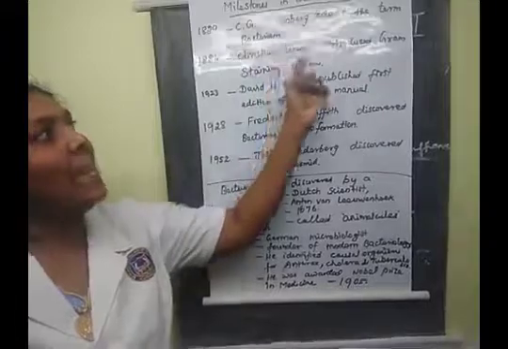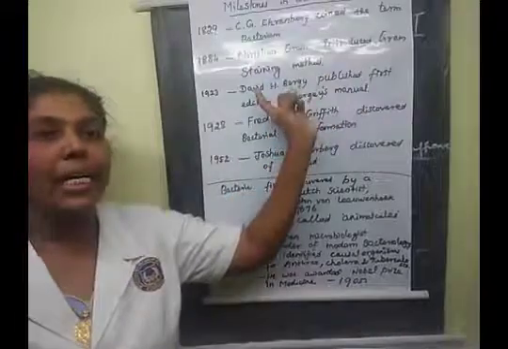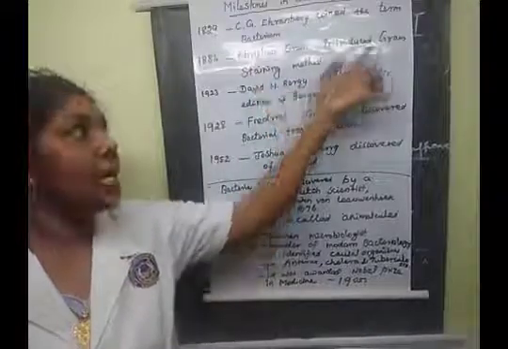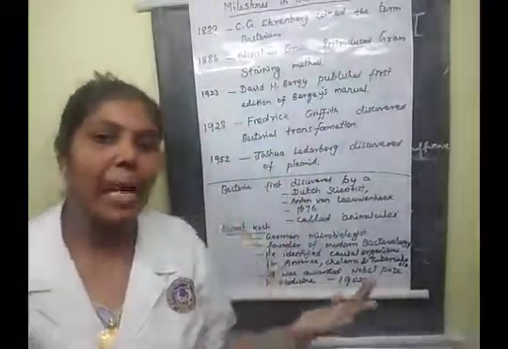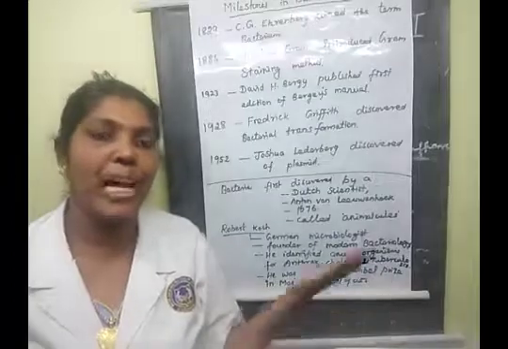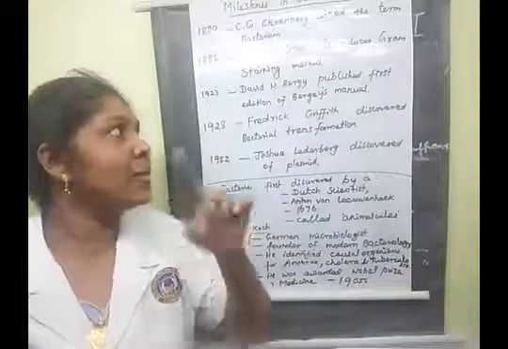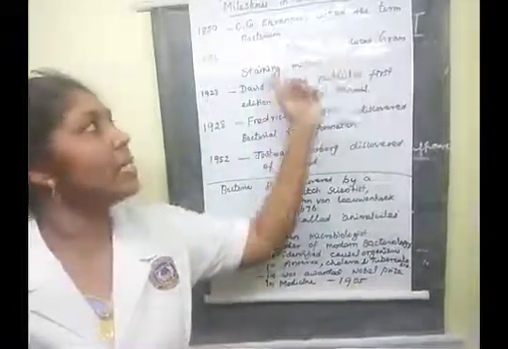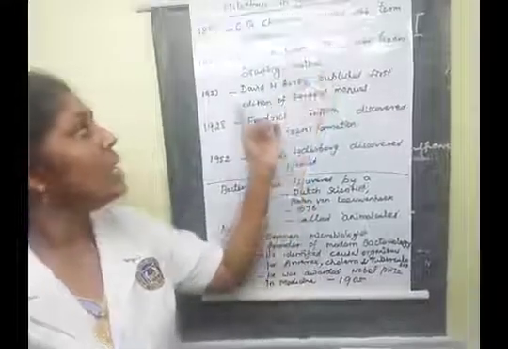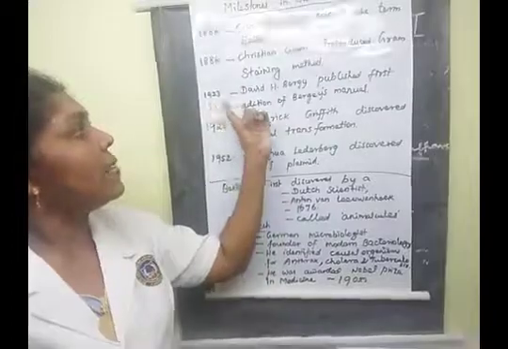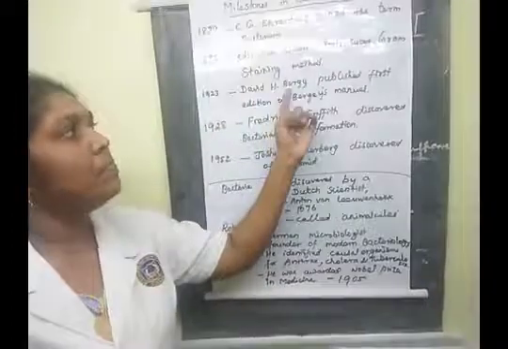1884, Christian Gram introduced the Gram staining method. The Gram staining method is very much used for separating bacterial types, gram-positive bacteria and gram-negative bacteria. That method was introduced by the person named Christian Gram. Understood, children? Yes.